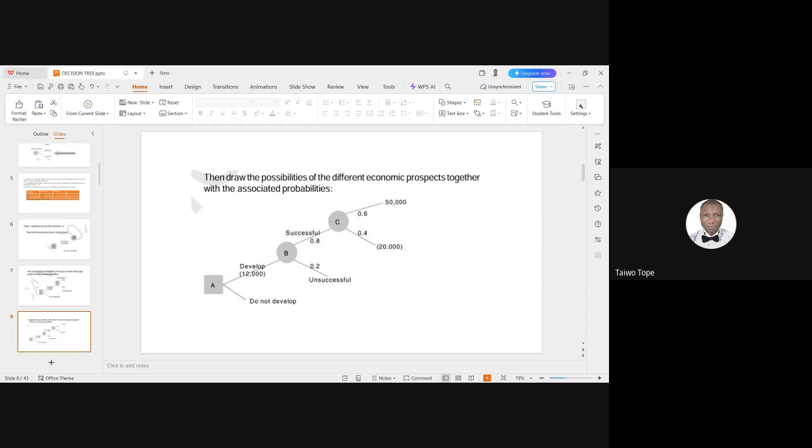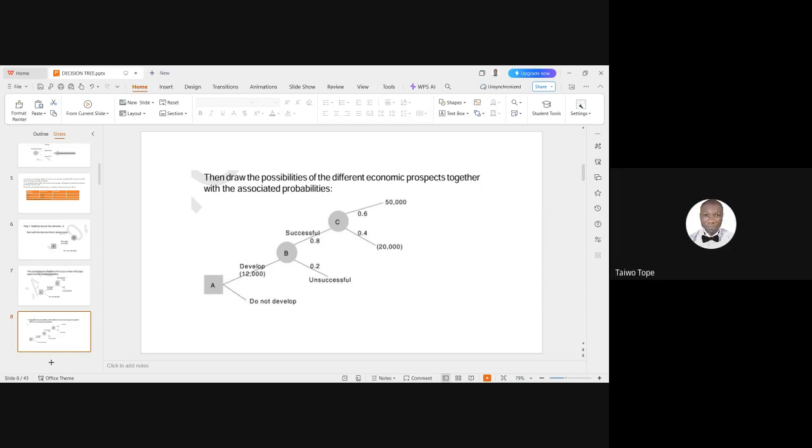17,600. Now, 0.2 is not having any outcome. So 0.2 multiplied by 0 will give you what? 0. So the addition of 17,600 plus 0 will give you what? 17,600. Now, 17,600 will be our outcome when we invest 12,000 naira to develop that business. And when we do not invest, the outcome is 0, because you are not giving out.